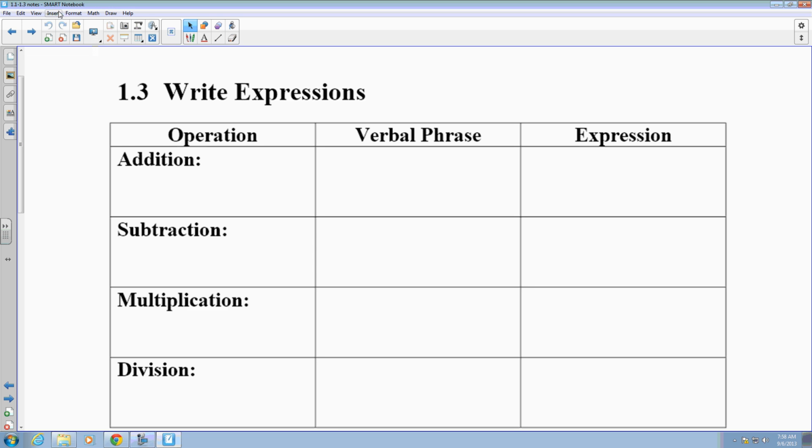All right, we are doing now section 1.3, writing expressions. Now we need to figure out which operation is being used in these expressions when you're given verbal phrases. So we need to pick out some keywords in each of these operations to know what's going on.